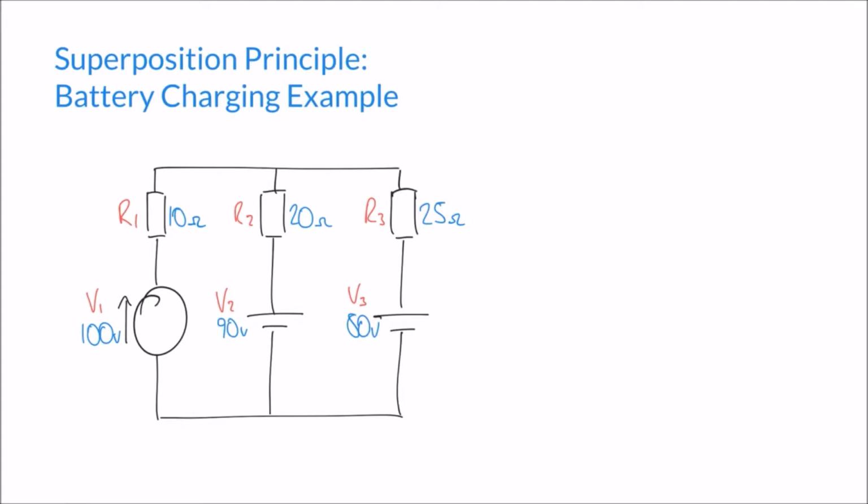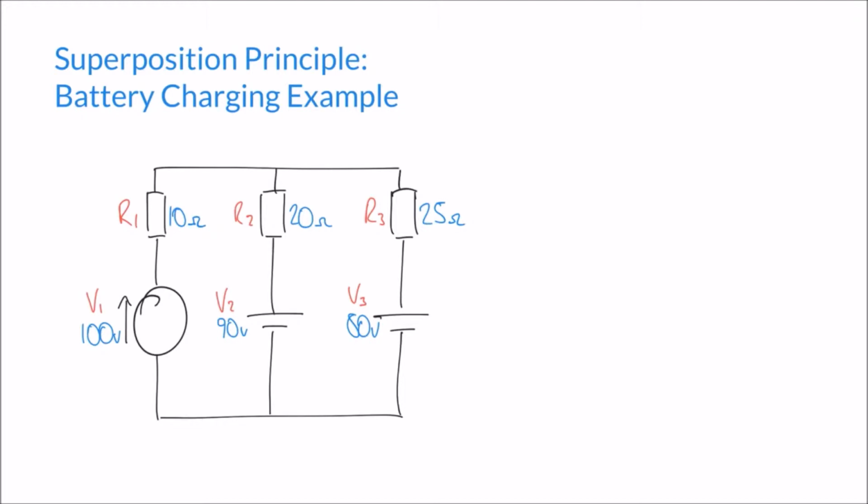In this particular example, we're considering a battery charger. This is a fairly oversimplified representation, but let's suppose that we have two batteries that we wish to charge. So here they are, these two batteries or cells, and we want to charge them by using this power supply of 100 volts. The intention is these batteries will eventually be charged to 100 volts, but at present one of them is only charged to 90 volts and the other to 80 volts.